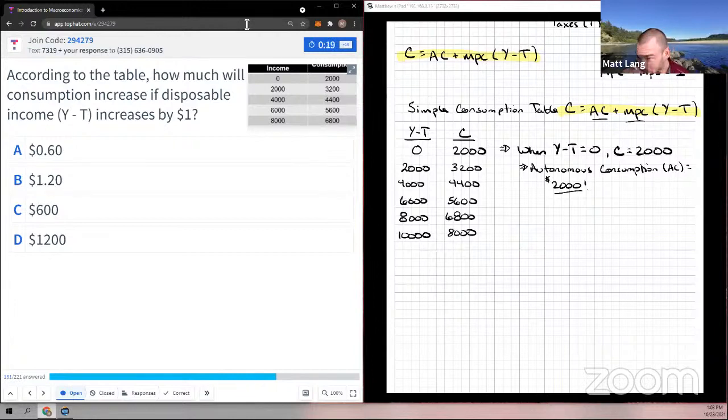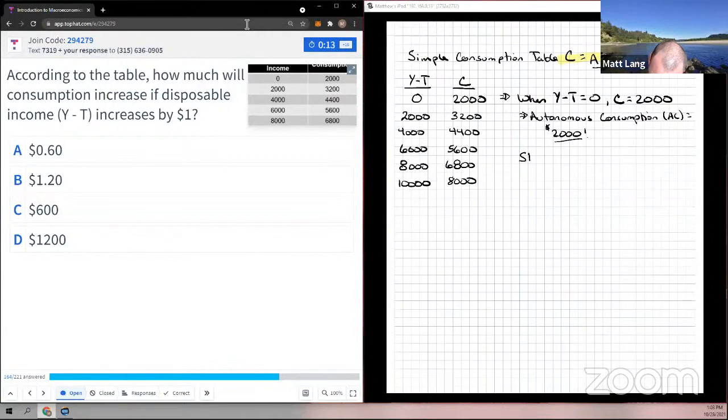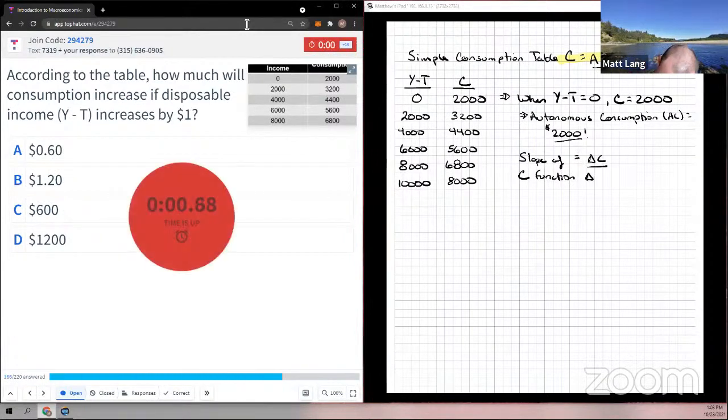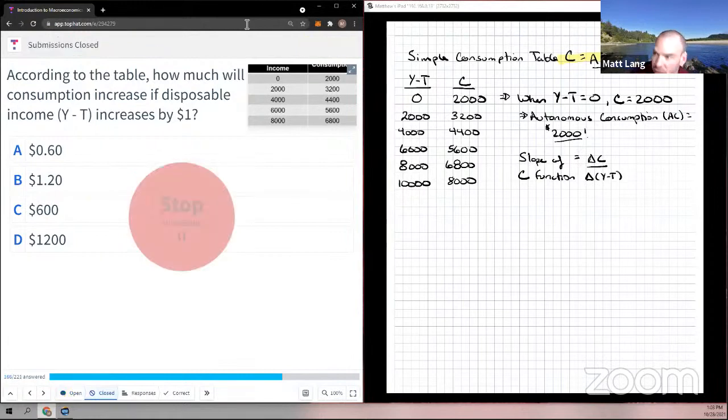But okay. So how do we approach this? Well, really, again, what are we getting at here? We're trying to figure out what the slope of our consumption function is. That's really what we're asking here. So this is going to be the change in C over the change in Y minus T, right?